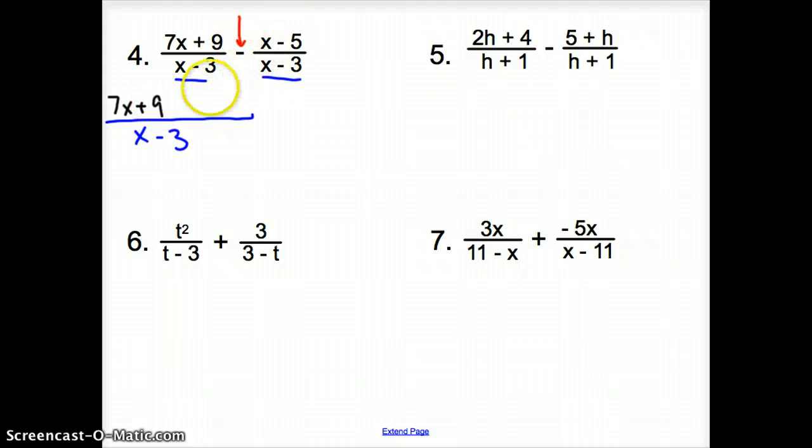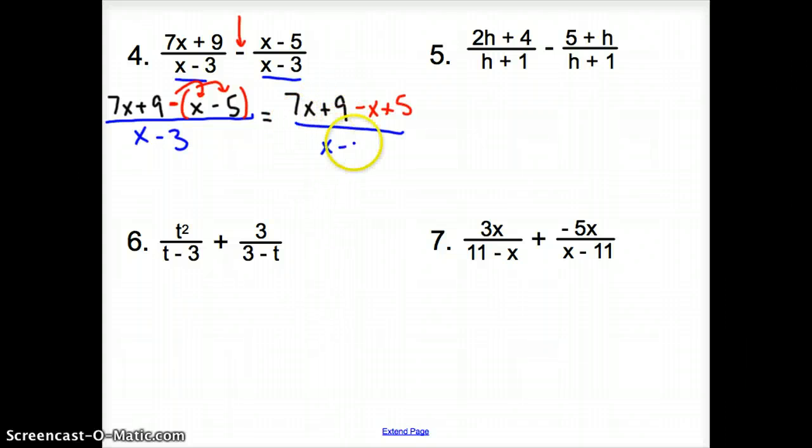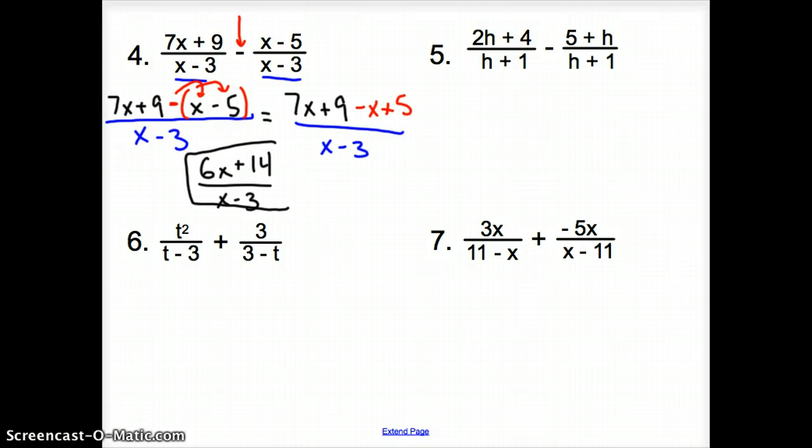Now, ladies and gentlemen, this minus sign changes a couple things. I'm going to go minus, and then I need parentheses, x minus 5. And you will see in one quick second why I need these parentheses, because what does this negative do here and here? Well, let's continue with this. I have 7x plus 9. All right, now after I distribute that negative, it's going to be a negative x plus 5. And that's still over x minus 3. Now, if we simplify one more time, what's going to be on top? What are your like terms? 7x minus x gives me a 6x. 9 plus 5 is plus 14. And that's all going to go over x minus 3 for your final answer.